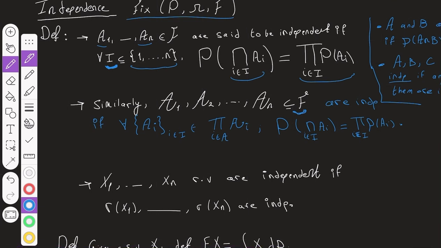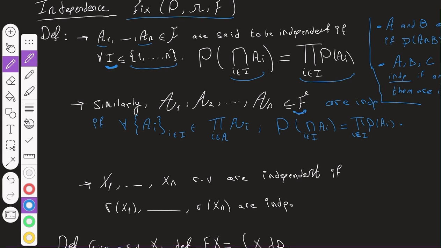So a sequence, a list of random variables is said to be a list of independent random variables. If we have these random variables, we say they are independent if the sigma algebras generated by these random variables are actually independent. But what does that mean?